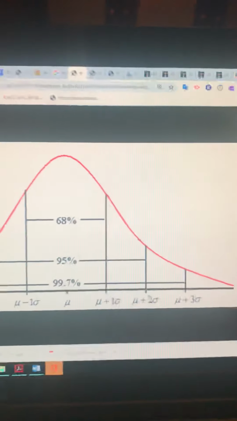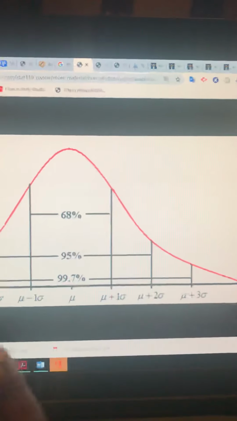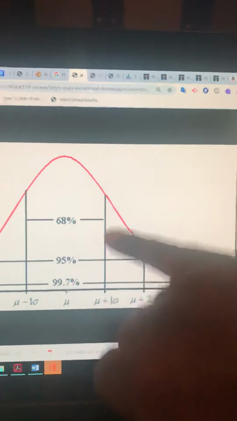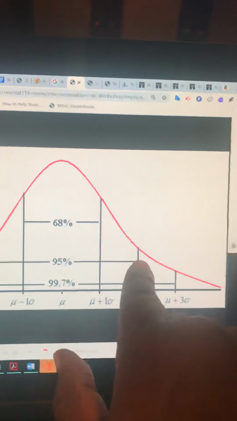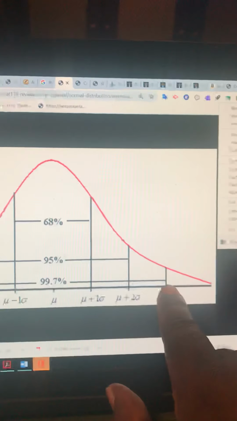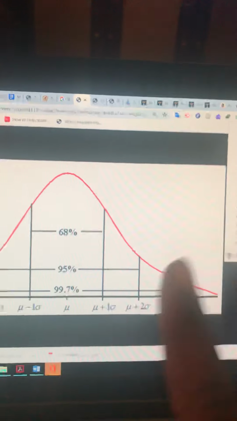So the one thing that you have to remember in the empirical rule is that in a normal bell distribution, the values of the deviations are as follows. The first one is 68%. The second one is 95%. The third one is 99.7%. All right. One more time.